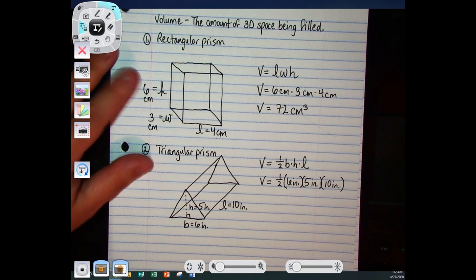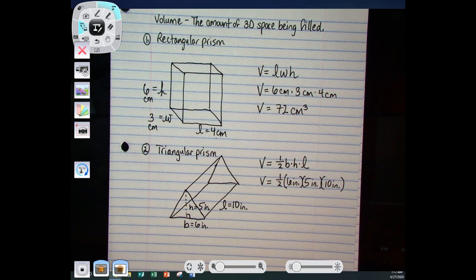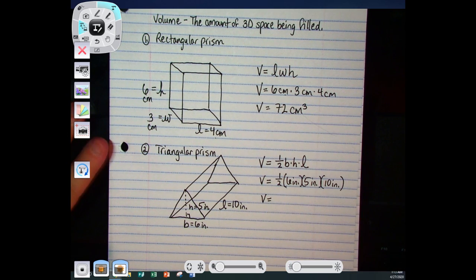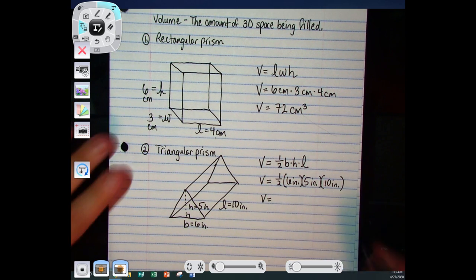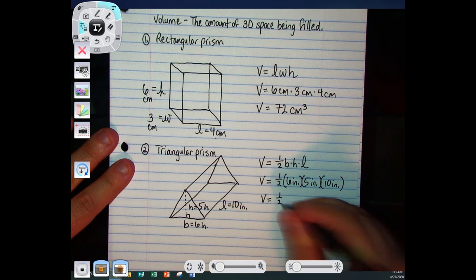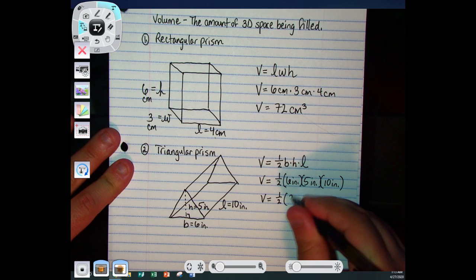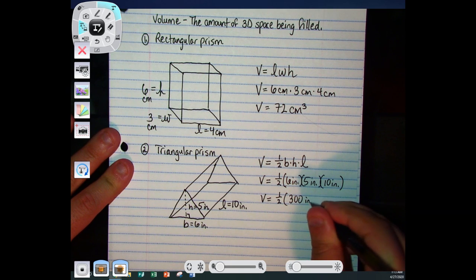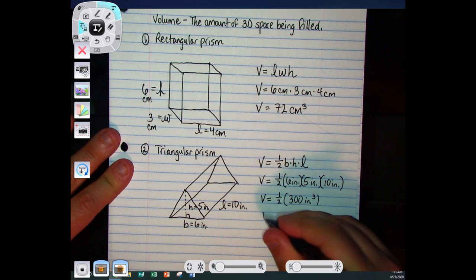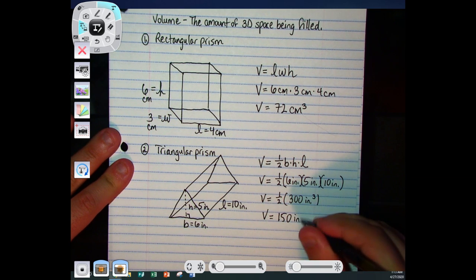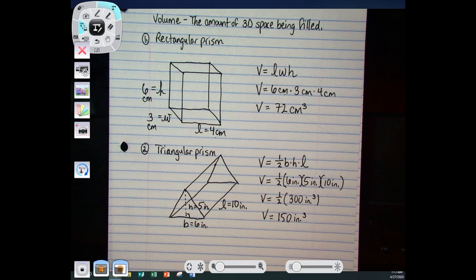Okay. So now we can go ahead and just multiply. So again, it doesn't matter what order you multiply in, it's wholly and completely up to you. So I could do half of 6 times 5 is 30. 30 times 10 is 300. It's inches cubed. And we know that half of 300 is 150. So therefore, the volume of the triangular prism is 150 cubic inches. Okay.